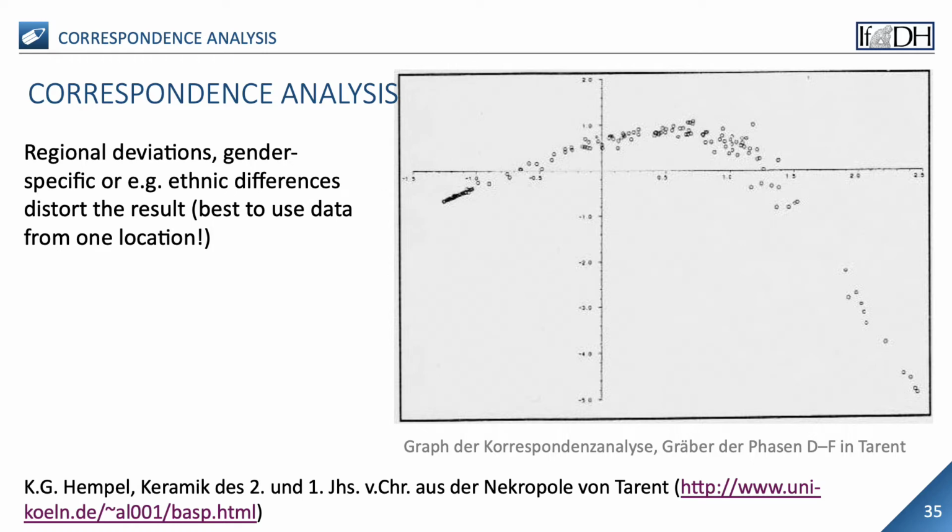After a cut on the graph, a new Graeplerian phase followed. Thus, the correspondence analysis confirmed Graepler's assignment, and some graves, which could not yet be precisely assigned, could be classified into a phase. However, regional deviations, gender-specific or, for example, ethnic differences, can falsify the result. Therefore, correspondence analysis works best with data from one and the same location.